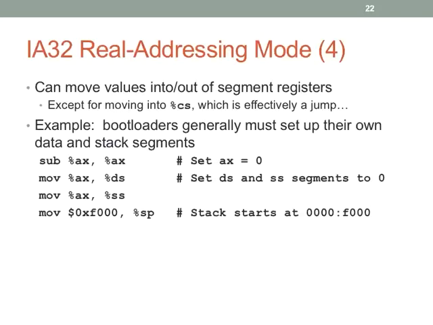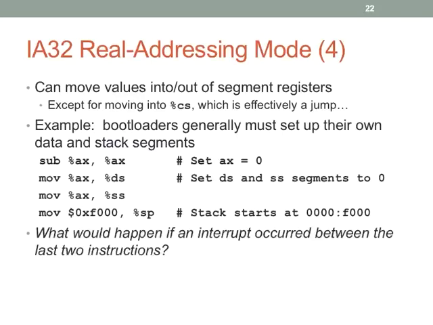If you're doing a move into CS, the processor says no, you can't do that. You just have to jump. So bootloaders typically set up their own data and stack. Notice we just set AX to 0, and move that into both DS and SS. You're not allowed to move constants into the segment selectors. You have to move a register value into the segment selectors. And again, where should the stack go? Wherever we want it. So we just start it at F000 and it'll grow down from there. That gives us plenty of space.